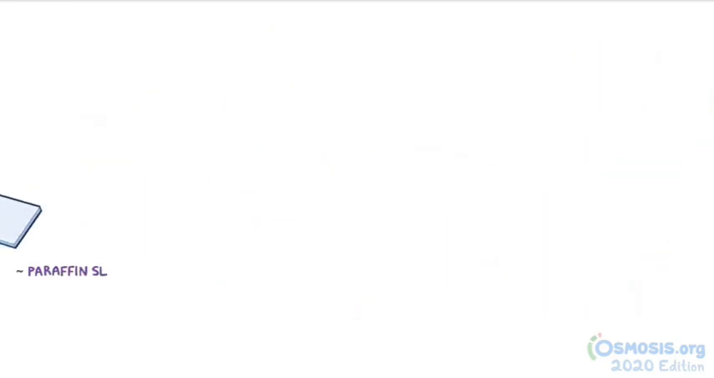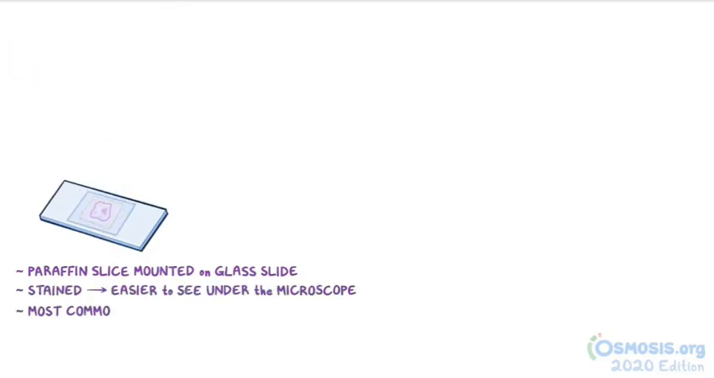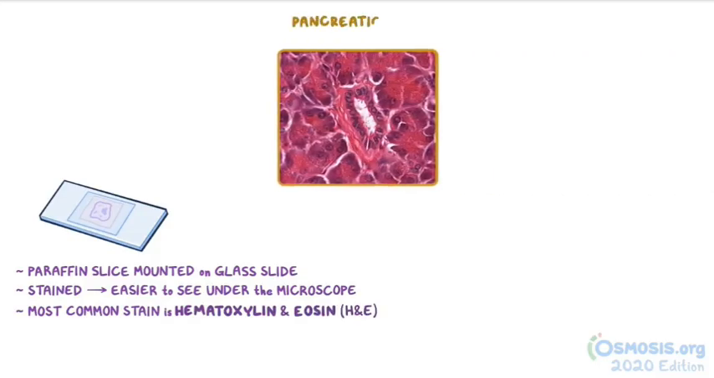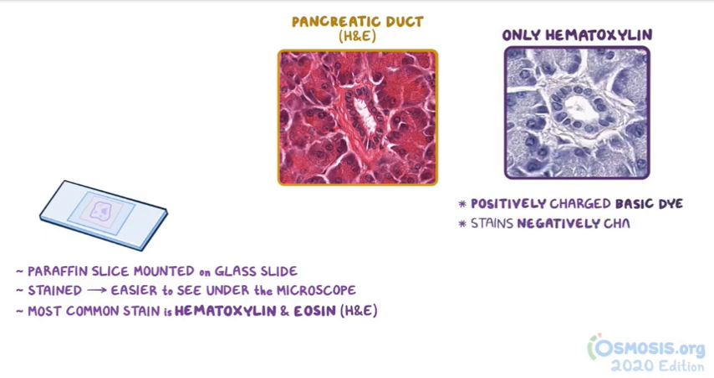Next, the paraffin slice is mounted on a glass slide and the tissue is stained to make it easier to see under the microscope. The most common stain is the combination of hematoxylin and eosin, or H&E for short. This image of a pancreatic duct was stained with H&E, and the image on the right was stained with only hematoxylin.